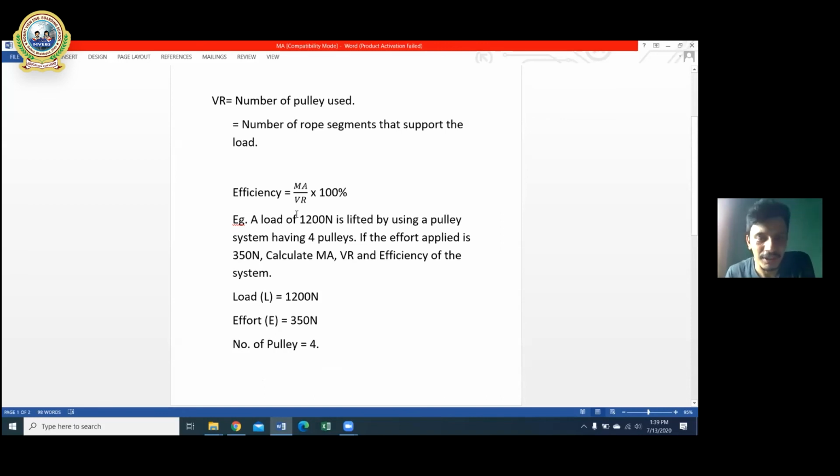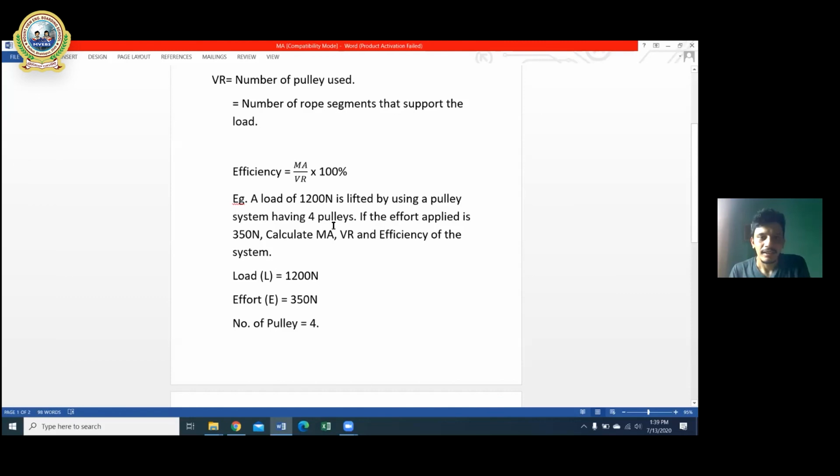A load of 1200 Newton is lifted using a pulley system having 4 pulleys. Load equals 1200 Newton, number of pulleys equals 4, and effort equals 350 Newton. So these are the given conditions of the question. Now calculate MA, VR, and efficiency of the pulley system. The given conditions are: load 1200 Newton, effort 350 Newton, number of pulleys equals 4.